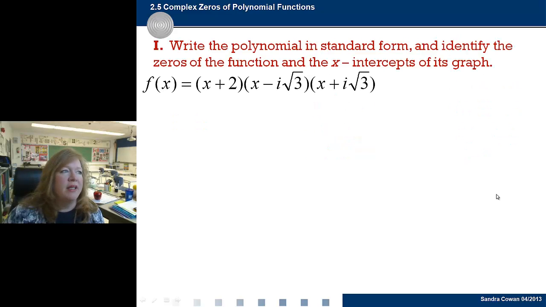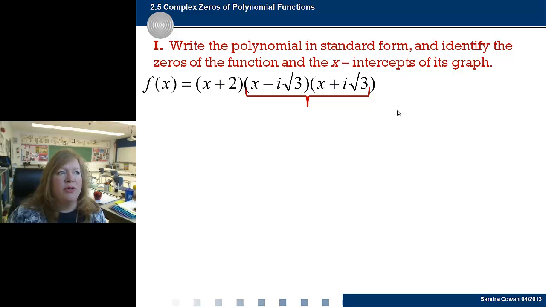Alright, here's where we're getting into some sticky wickets. It says write the polynomial in standard form and identify the zeros of the function and the x-intercepts of the graph. Remember, x-intercept and zeros, it's the same thing. x plus 2, if that is a linear factor, then negative 2 here is a 0. Likewise here, i square root of 3 would be a 0, and negative i square root of 3 would be a 0. Notice these are conjugates, can't have one without the other.